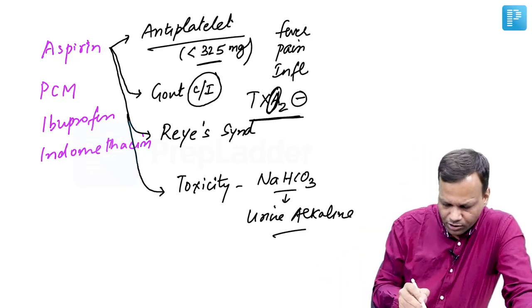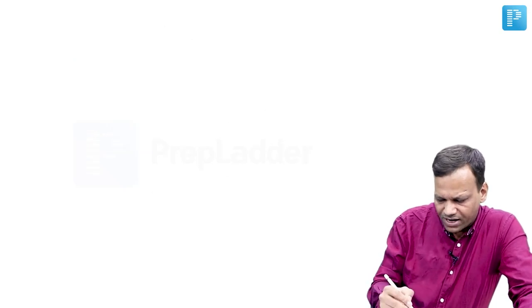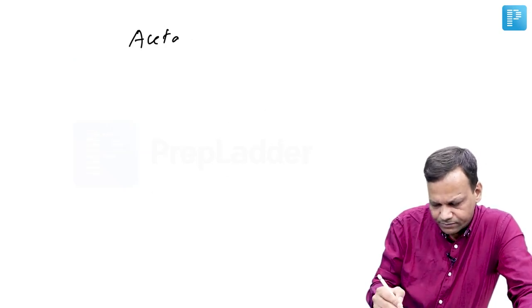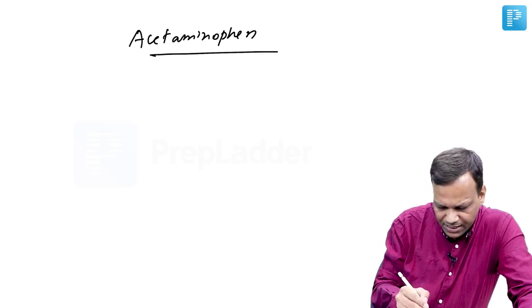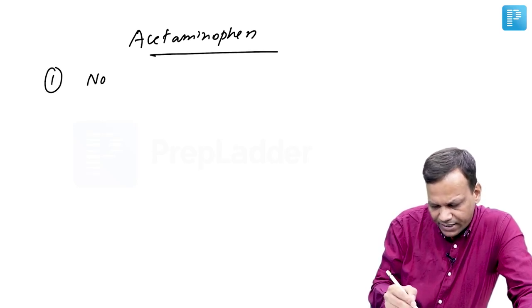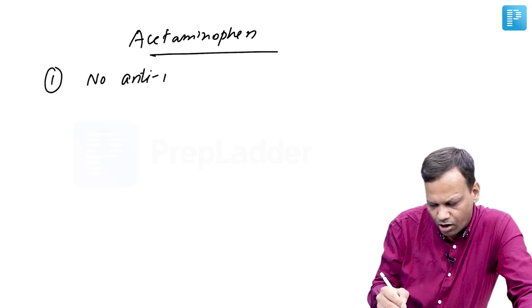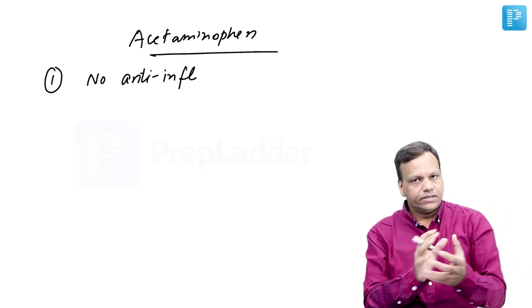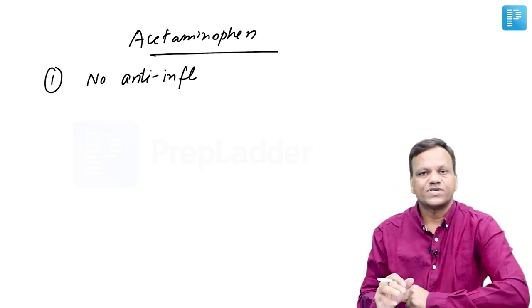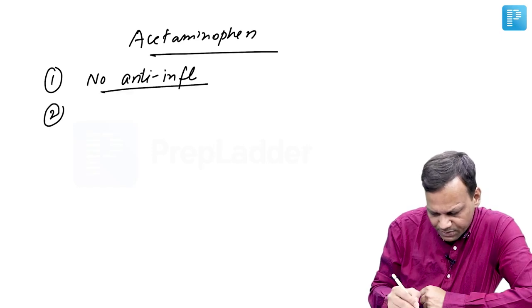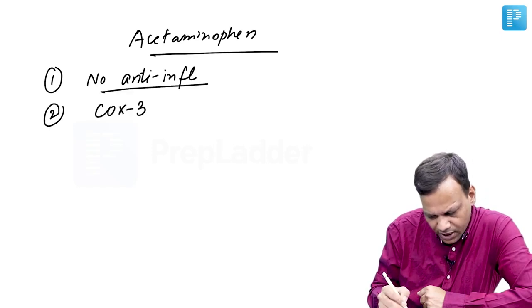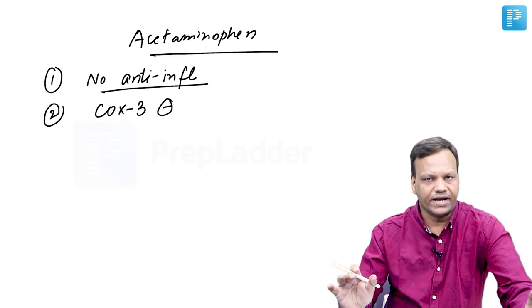Okay. Now coming to paracetamol, the other name of paracetamol is acetaminophen. Paracetamol has a little bit of an exception in that it has no anti-inflammatory activity. So among the drugs which are NSAIDs, this does not possess anti-inflammatory activity, and it is assumed that this occurs because it does not inhibit COX-1 or 2, rather it is inhibiting COX-3 in the brain.